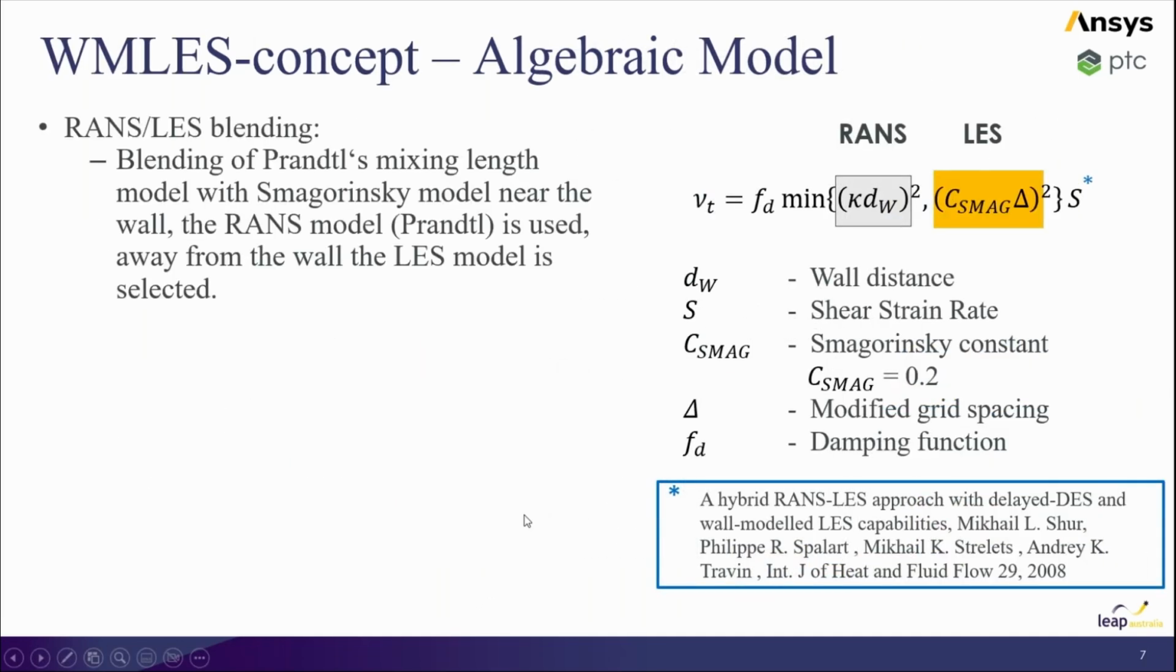So if we do a wall modeled concept here, and the early stuff did this via an algebraic model, what we could say is that close to the wall, we could take the eddy viscosity or the turbulent viscosity here and take some sort of value from RANS, some sort of value from the LES, and take the minimum of that. And that RANS model could simply be a mixing length model, or something very, very simple there.